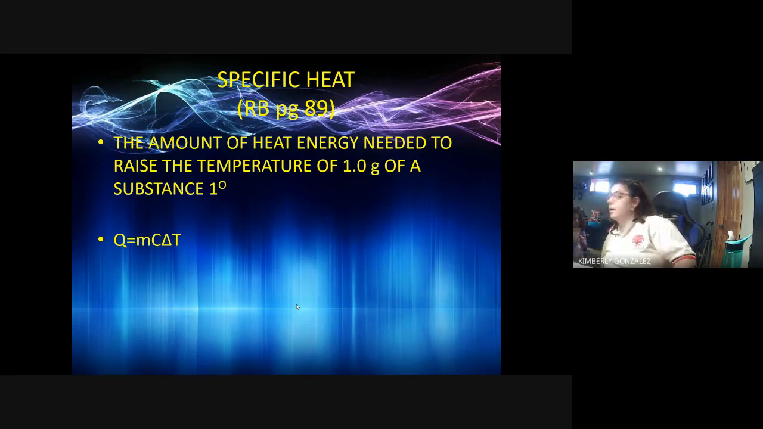And we use this formula, Q equals MC delta T. I'm going to explain all of this.